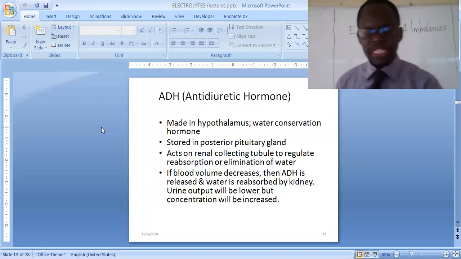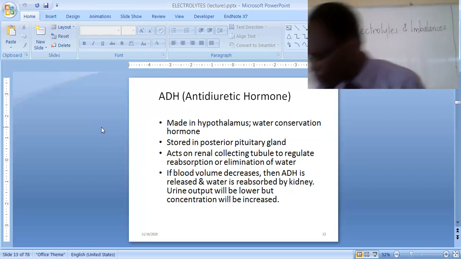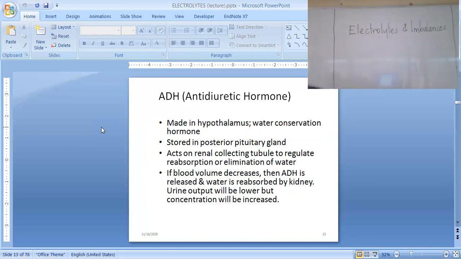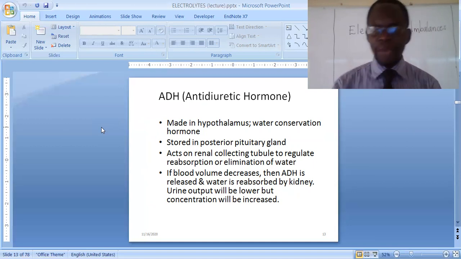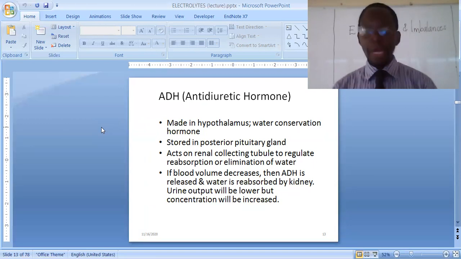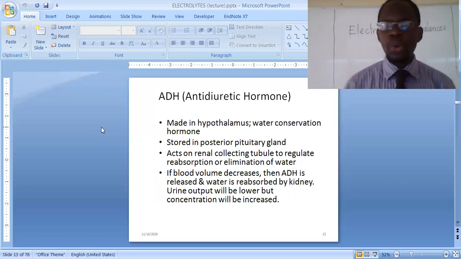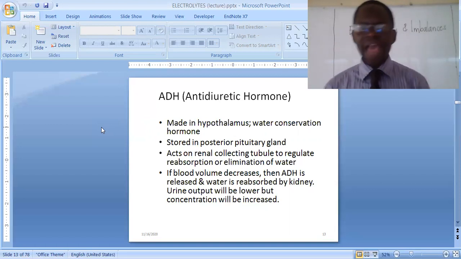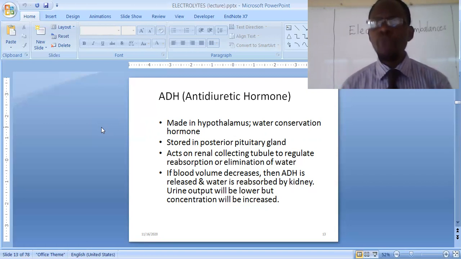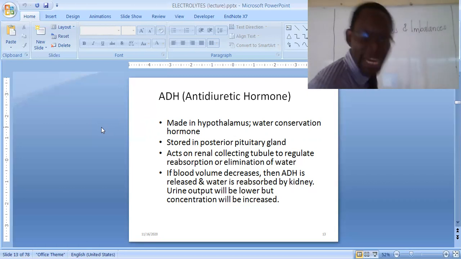It is also very important for you to know the role of hormones as far as electrolyte and water balance are concerned. We have two hormones that you should not miss, and we are going to talk about them one by one. The very first hormone that you should always know, as far as regulation of water is concerned, is the antidiuretic hormone.